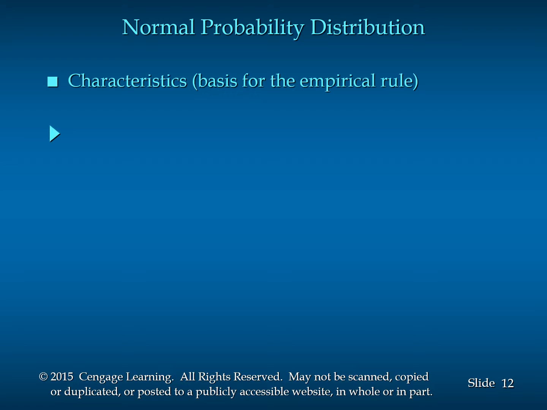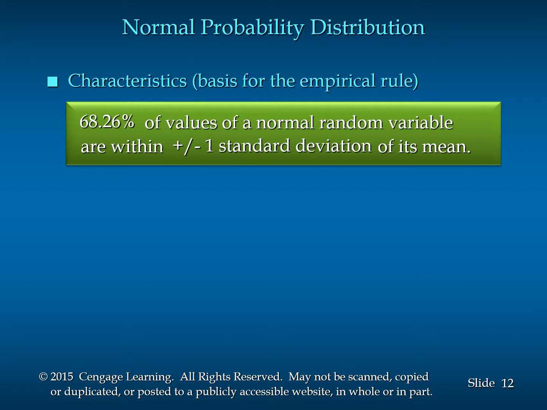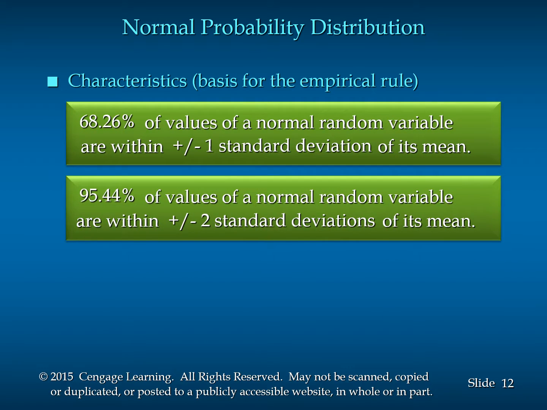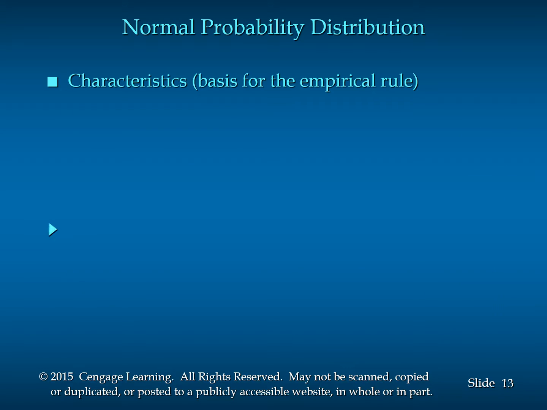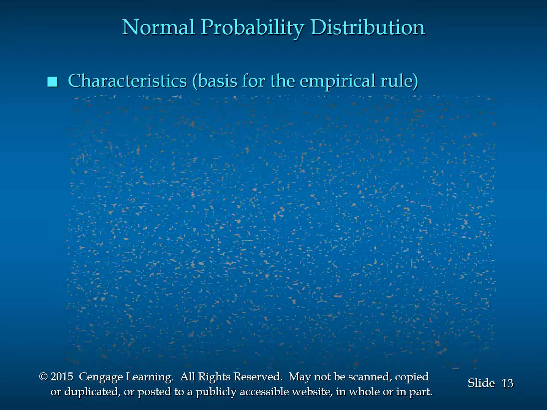If you remember the empirical rule for a normal distribution, we know that 68% of the values are within plus or minus 1 standard deviation, 95% within plus or minus 2, and 99% within plus or minus 3. Those values also represent the area under the curve in those intervals.